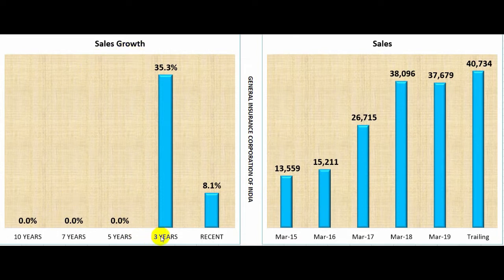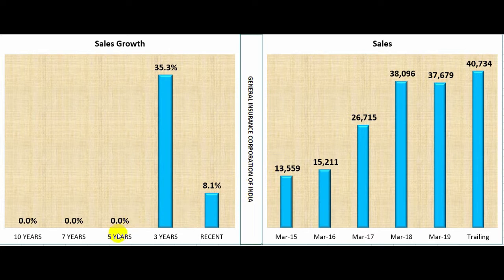From the last 3 years, the sales has been growing at the rate of 35.3% CAGR, compounded. Meaning from March 16, the total revenue was 15,000 crores, which increased to 37,000 crores in March 19. That's a growth rate of 35.3%, which is a very good growth rate in revenue generation. In the recent 12 trailing months, the growth has reduced to 8.1%, that is from 37,000 crores to 40,000 crores, which is still good, considering that the sales is on a higher side.